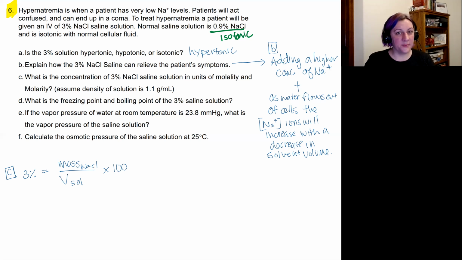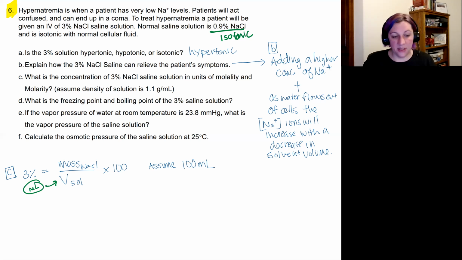So at this point, I'm going to do something crazy. I'm just going to assume a volume because this concentration value will be the same no matter how much of it I actually have. So I'm going to assume 100 milliliters. Remember, when we do mass over volume, our volume units are always going to be in milliliters, whereas for molarity, we would always use liters.